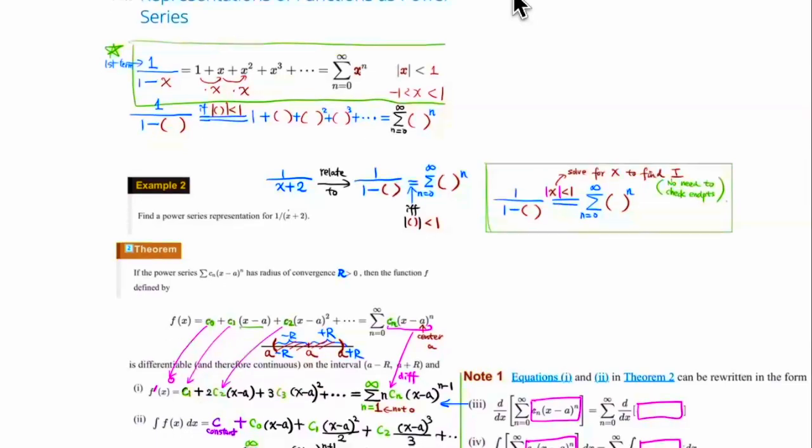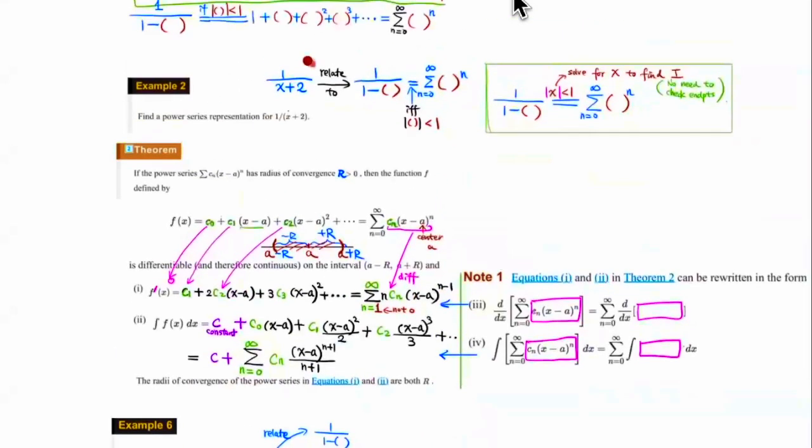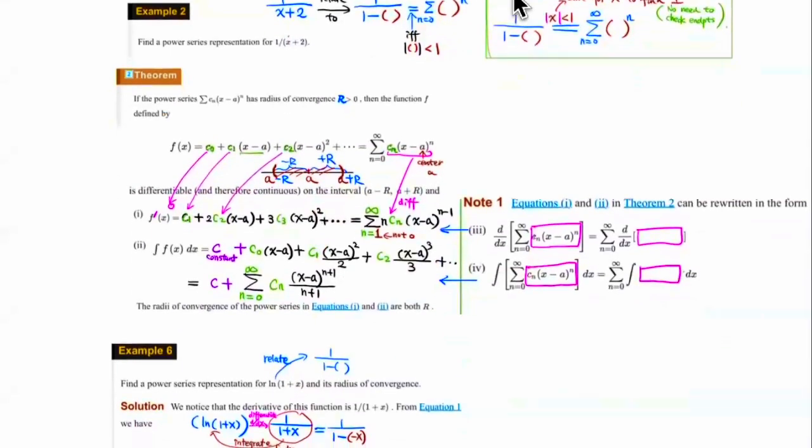Okay, here are some examples of how to represent, for example, a function like this. You try to relate it to 1 over 1 minus a quantity, and then you continue, and then express that as a power series like that. And then for this one over here, we try to find a power series representation. You should try to relate it to a function of this form.